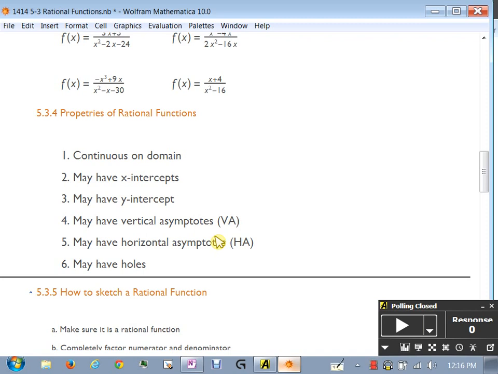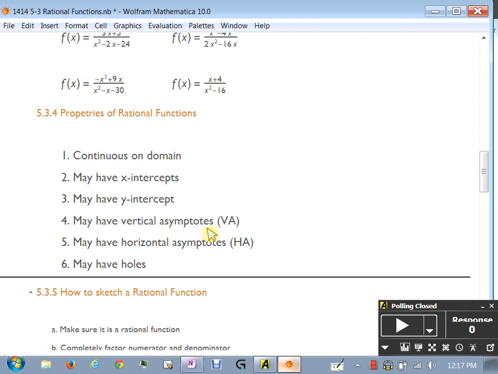The next one, they may have x-intercepts. They may not. Second thing, they may have a y-intercept. They may not. The third thing, they may have what we call vertical asymptotes. Vertical asymptotes. This is a weird word, asymptotes.